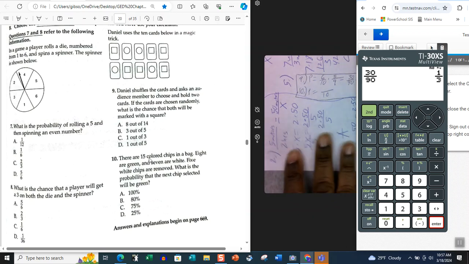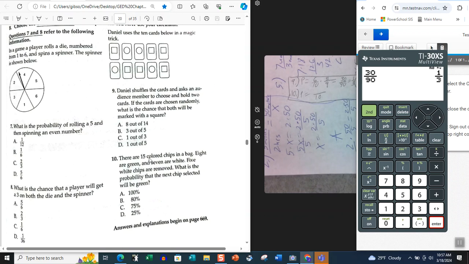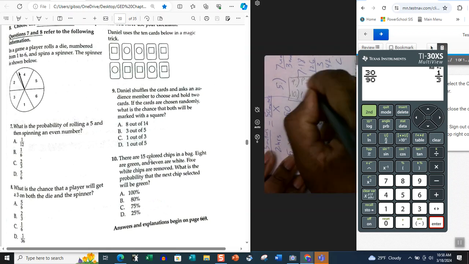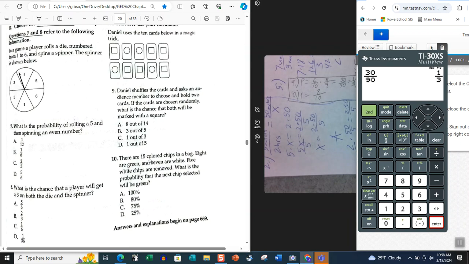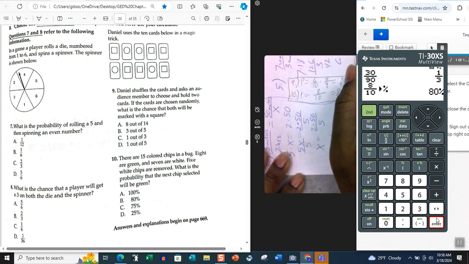So there we go. Now we got our denominator. We got 10 chips left. Now since we removed 5, that means there are only 2 whites and then 8 green. Now, they said, what is the probability that the next chip selected is green? So it'll be 8 out of 10. Now, if you notice here, we have this as a percent. So we'll hit N over D, 8, down arrow, 10, press our right arrow, press second, right parenthesis, and press enter. So that's 80%, which is B.